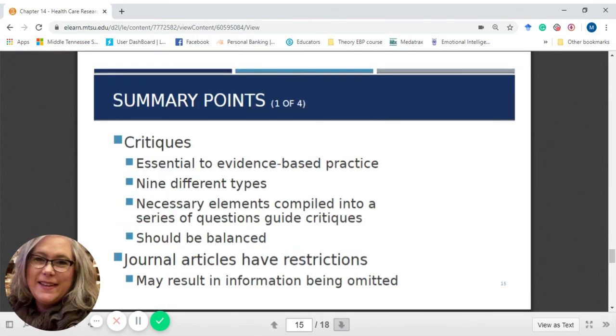So here are your summary points about critiques. Just review your chapter and look at the questions in the back, and I'll be adding the answers to those, and that's really your basis for your next exam.